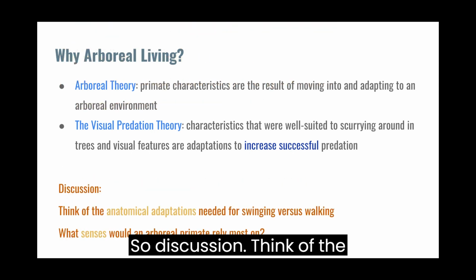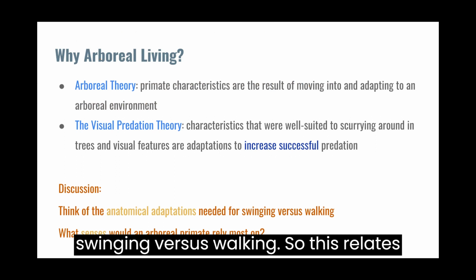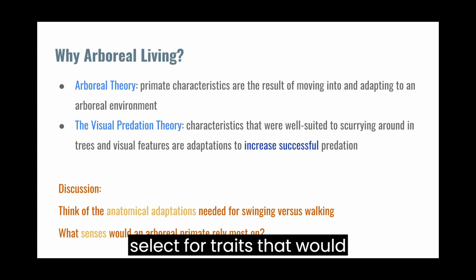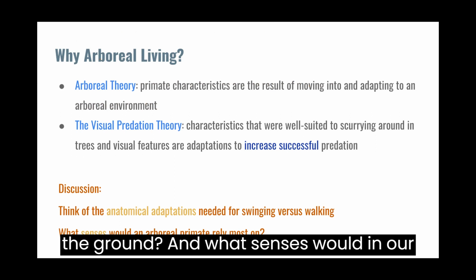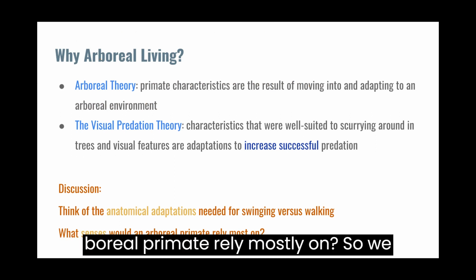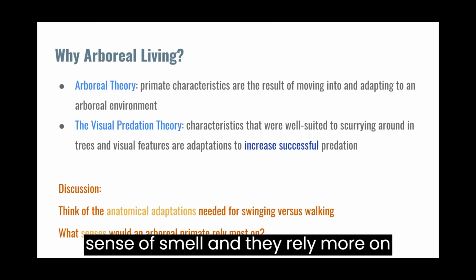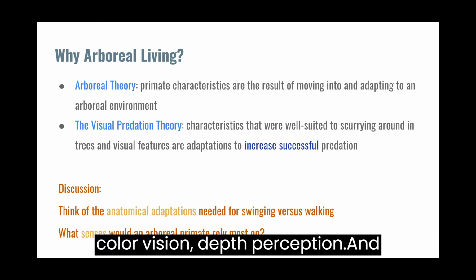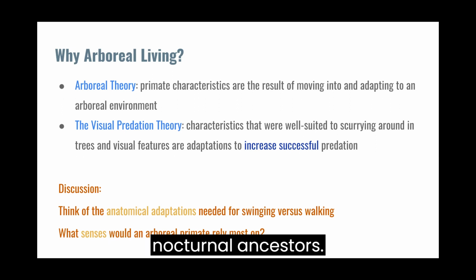So, discussion. Think of the anatomical adaptations needed for swinging versus walking. So this relates to the arboreal theory. How would the population select for traits that would improve survival in trees rather than on the ground? And what senses would an arboreal primate rely mostly on? So we know primates already have a reduced sense of smell, and they rely more on sight, with the forward-facing eyes, color vision, depth perception, and touch, rather than smell like the nocturnal ancestors.